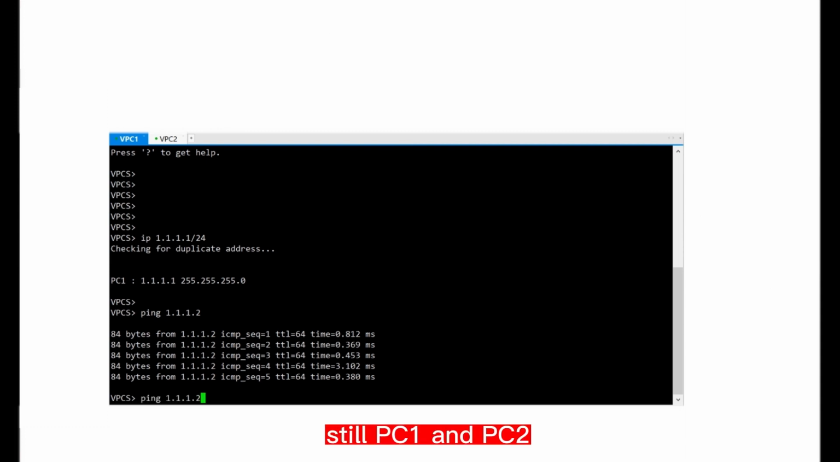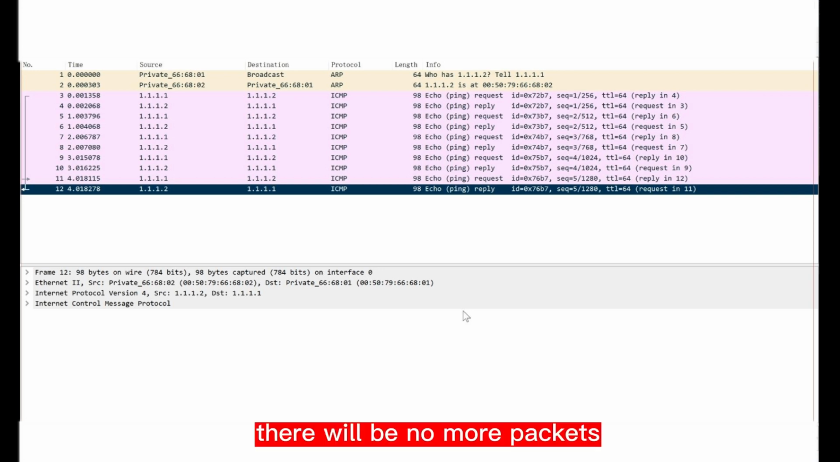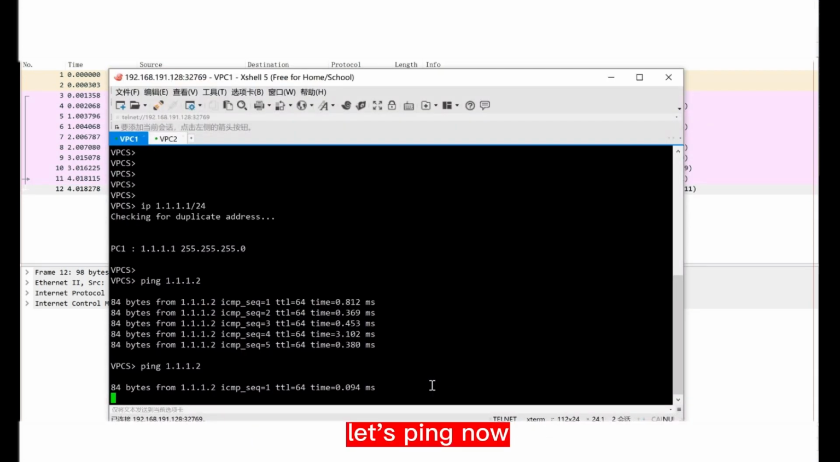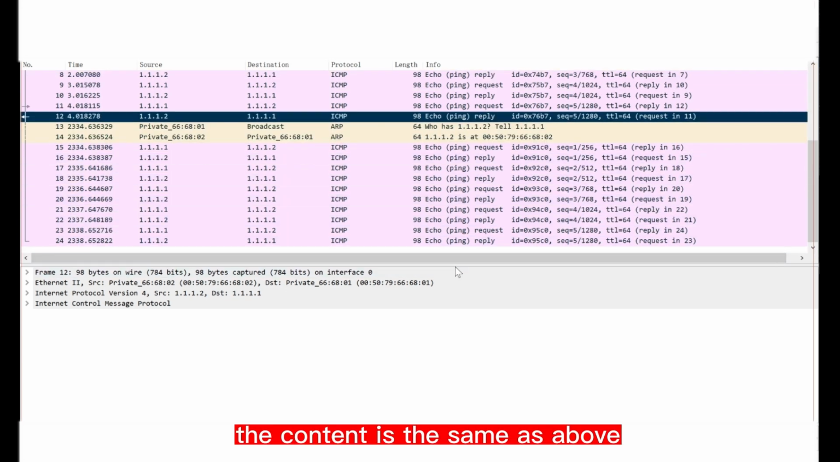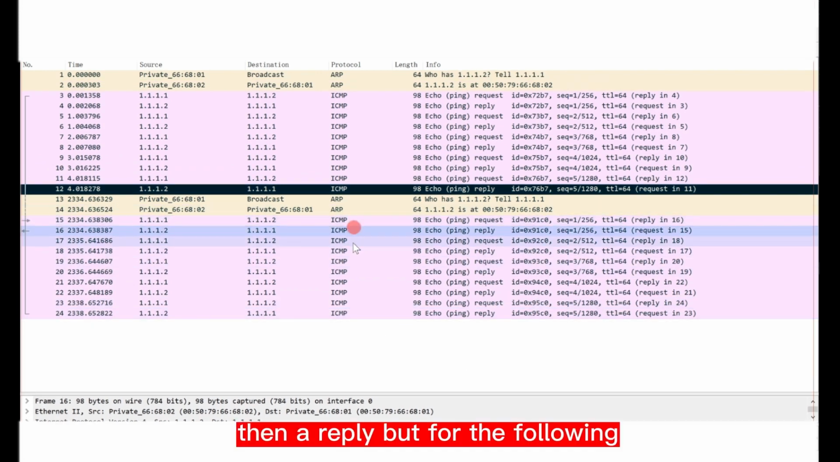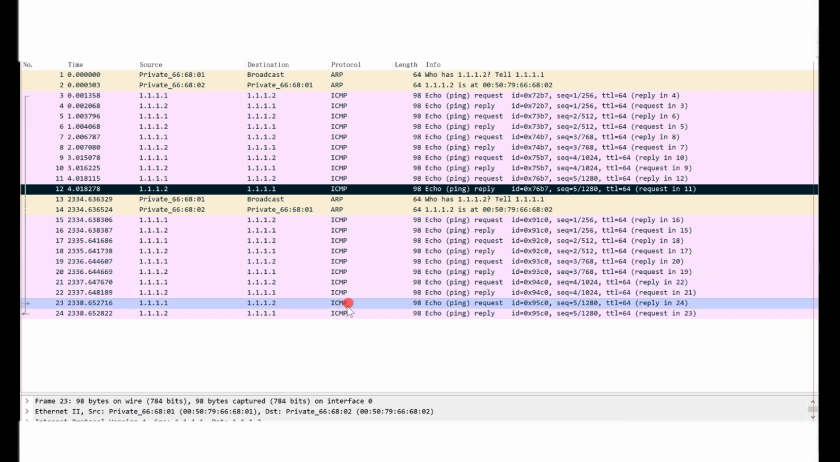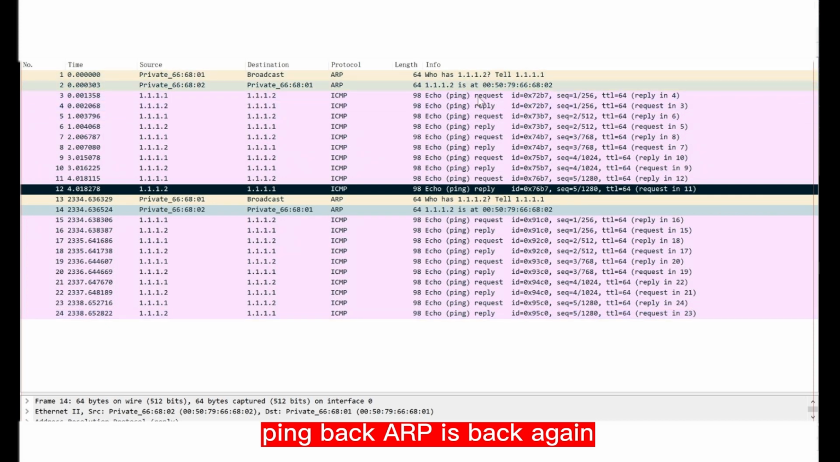Still PC1 and PC2. Let's look here first. I make a mark here. Everyone will find there will be no more packets. Let's ping now. Here it reappears a set of ARP. The content is the same as above. It's all a request. Then a reply. But for the following, the 5 packet encapsulations have been completed. That is, we pinged. Ping back. ARP is back again. ARP is now aged out.